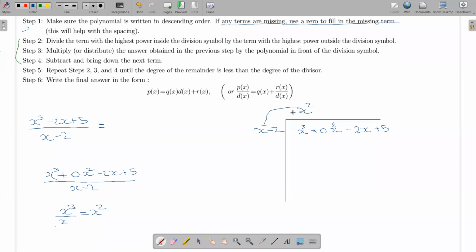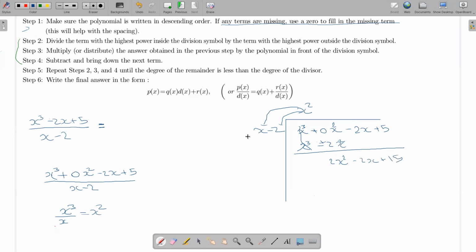I multiply this guy by this: x cube minus 2x squared. Now this x cube term goes away. When subtracting, the signs shift. So now 0 plus 2x squared is just 2x squared. Okay. Then bring down these guys, minus 2x plus 5.